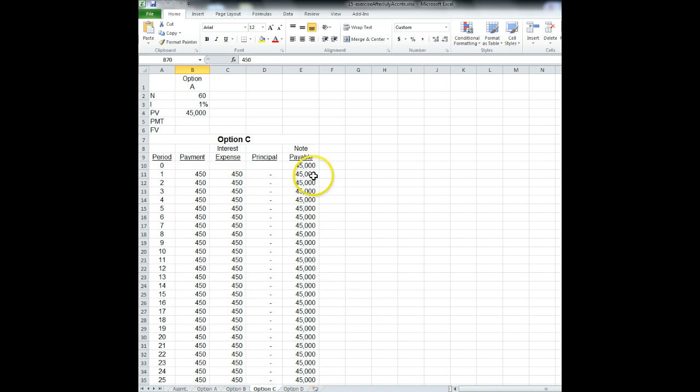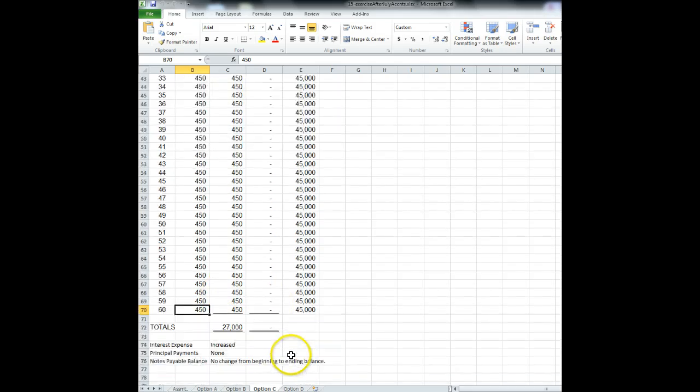When you get to option C, again, you do not have to do the top part, but the payment changes, so you're just going to type in $450 and copy that all the way down. Notice that only covers the interest expense, so again, you need to have your formulas for all four columns all the way down, but we're going to see nothing happens to principal. We started out owing $45,000, you're going to end up owing $45,000, so no change.